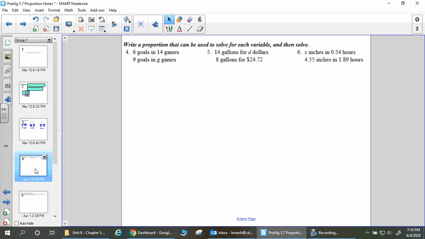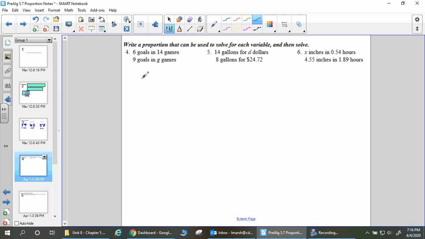So if you look at number 4, it says 6 goals in 14 games, 9 goals in G games. So I'm still being presented with the same 4 items. They just don't have the fractions yet. So it's your job to set up the 2 fractions to make the proportion. The nice thing here is they've given you everything very straightforward. The first line is the first fraction. The second line is the second fraction, top over bottom.